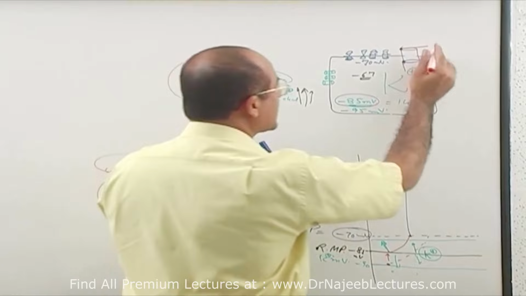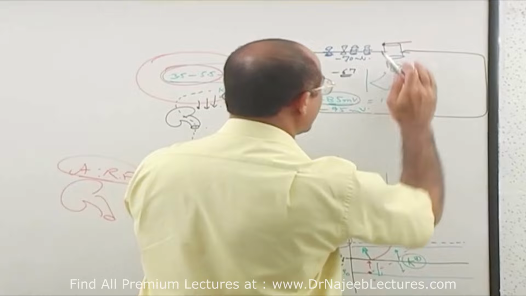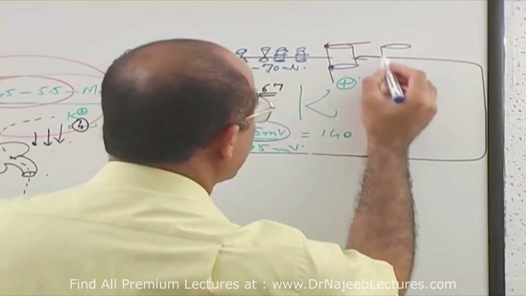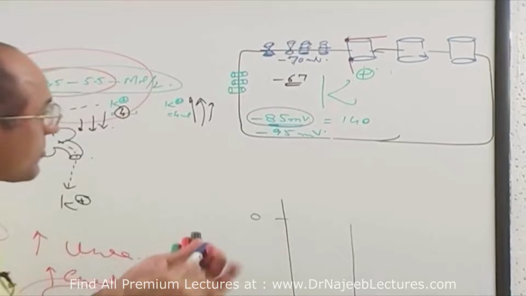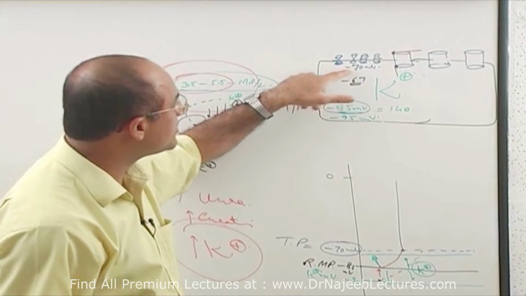Let me tell you about this a little bit, a molecular thing which is clinically very, very important. These channels exist in three forms. First of all, if you take the resting membrane potential rapidly to the threshold, then what really happens? The activation gates suddenly open. They are faster to open.